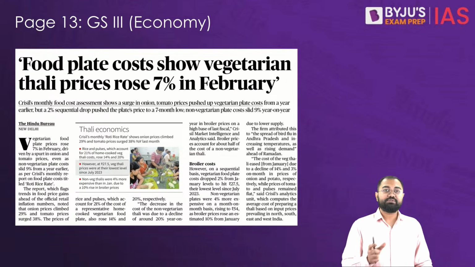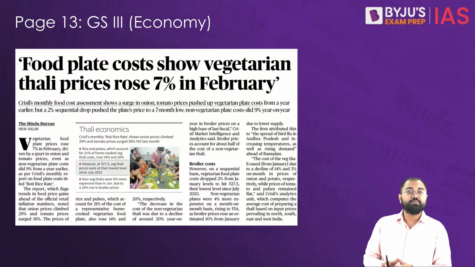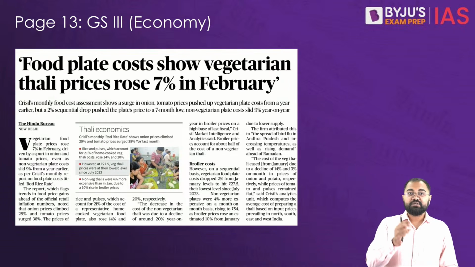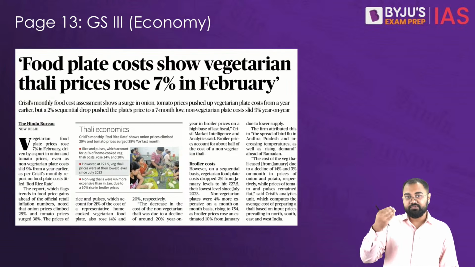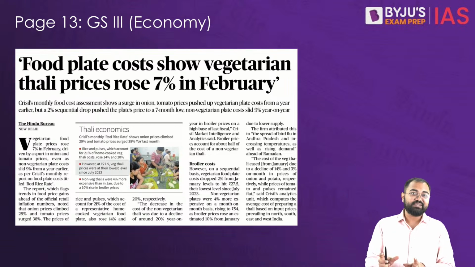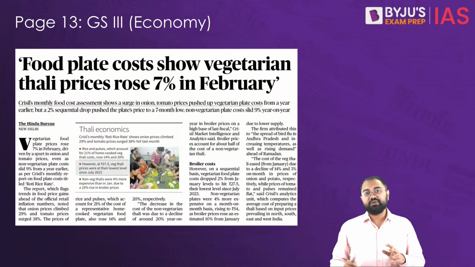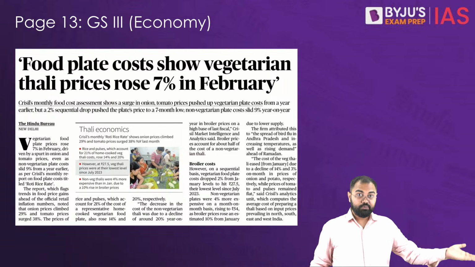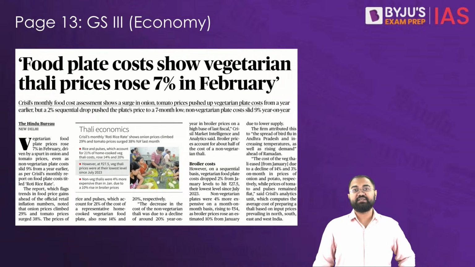Here they have also mentioned the non-vegetarian food plate, where the cost has decreased by 9% compared to February of the previous year, mainly due to a 20% drop in broiler prices from the last fiscal year. So overall it says that onion and tomato prices have risen as compared to last February, and that's why there is an increase in the prices.